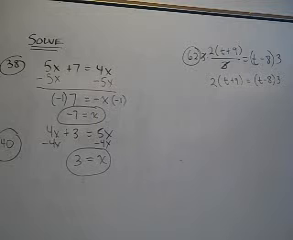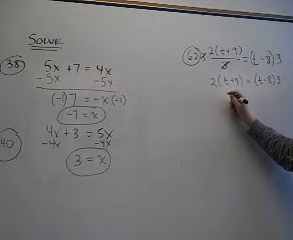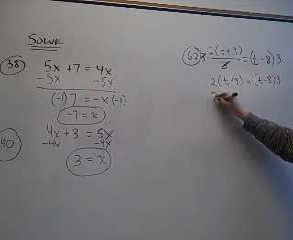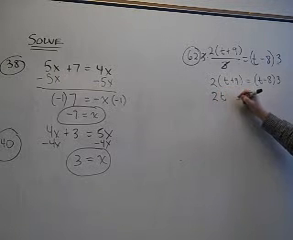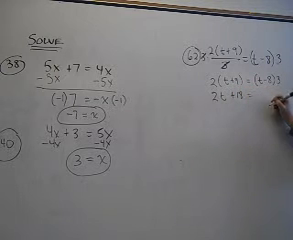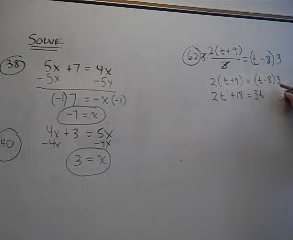What do I do next? Distribute. So tell me what to write to get rid of these parentheses using the distributive property. So we have 2 times t plus 2 times 9, which is 18, equals 3 times t plus 3 times negative 8, which is negative 24.